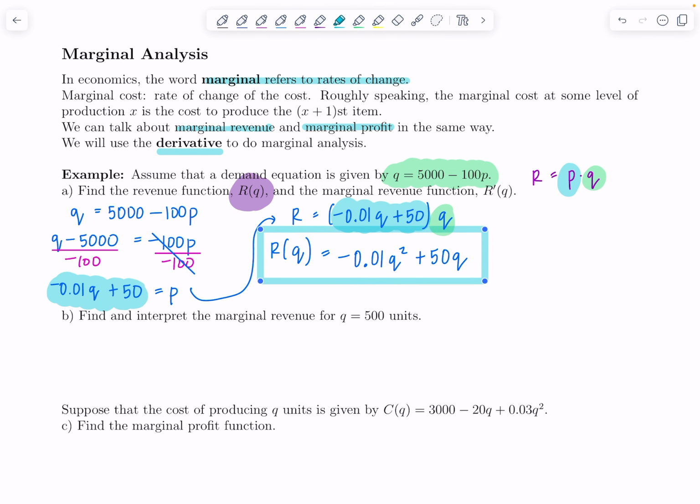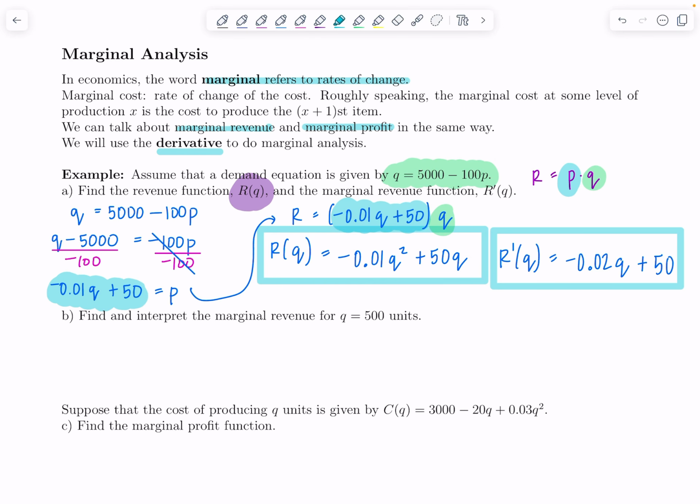Then they asked for the marginal revenue function, R prime of Q. R prime of Q is going to be, bring that exponent down front and multiply by it. So it's going to become negative 0.02Q to the first, plus the derivative of 50Q, which is just 50. So there's my marginal revenue function, R prime of Q.